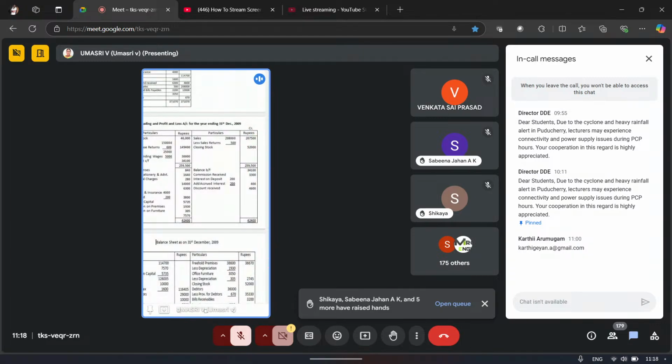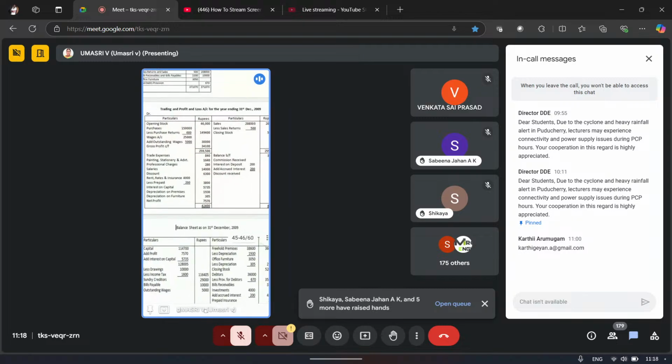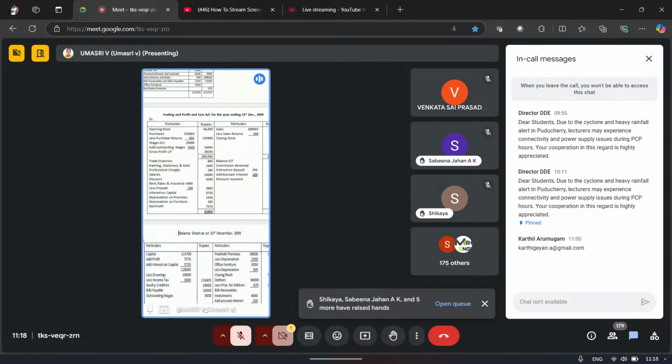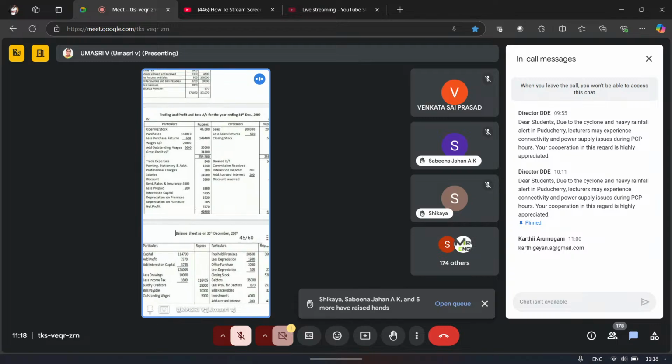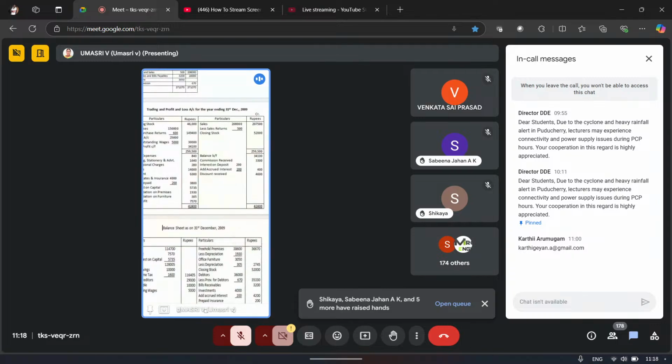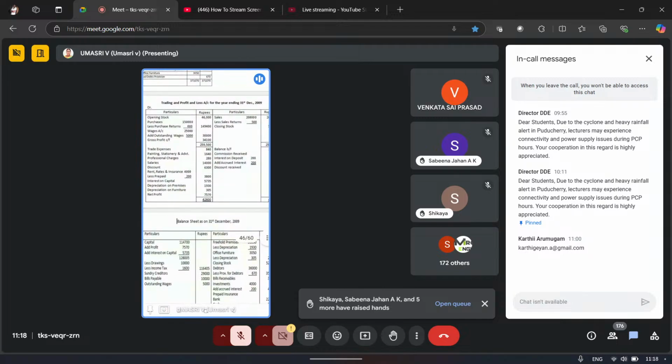If the credit side of your profit and loss account exceeds your debit side, that balance is called net profit. Suppose your debit side exceeds your credit side, that balancing figure will be net loss. So what is your net profit in this problem? 7,570.